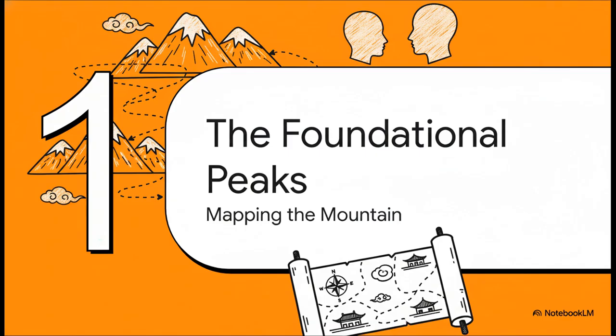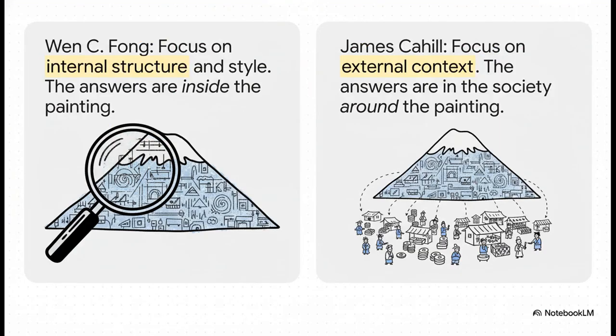Well, back in the mid-20th century, two absolute giants emerged in the West, and they drew the very first modern maps for studying Chinese art history. They really established the two foundational peaks that almost every other path would start from. And those two peaks were Wen Xifang over at Princeton and James Cahill at Berkeley. Now, these guys were brilliant, they were contemporaries, but they looked at that mountain from completely different angles.